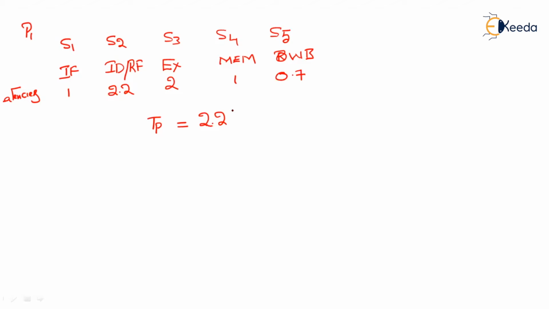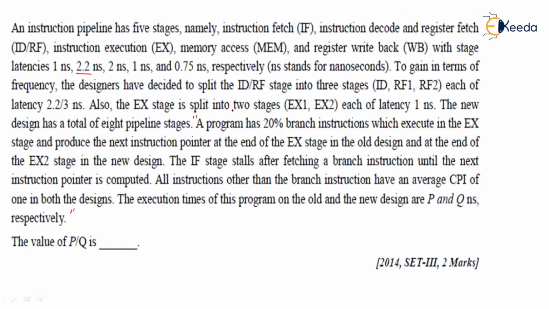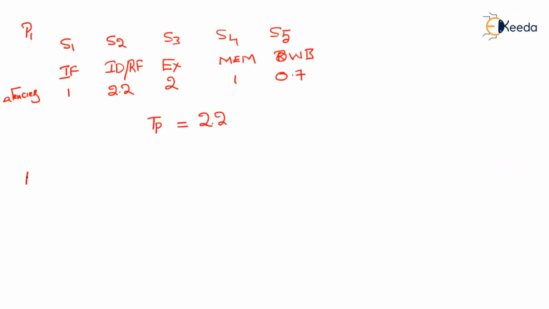Now, this is given, and there is P2, that is pipeline 2. Pipeline 2 is designed in such a way that stage 2 has been divided into 3 different stages. This S2, which is ID by RF, has been divided into 3 different stages with latencies 2.2 by 3, 2.2 by 3, 2.2 by 3. We will write it here: S1, S2, S3, S4. Earlier, S2 was the single one. Now it has been divided into 3 different stages.